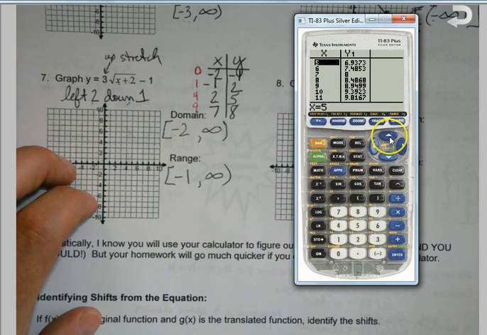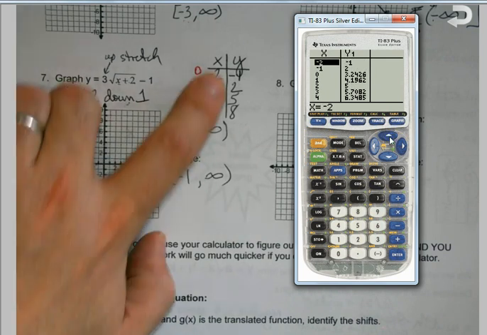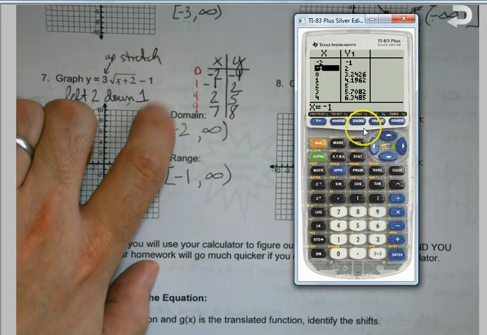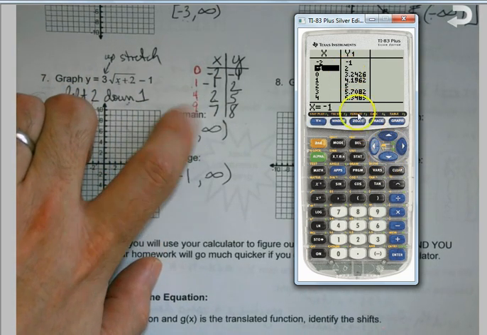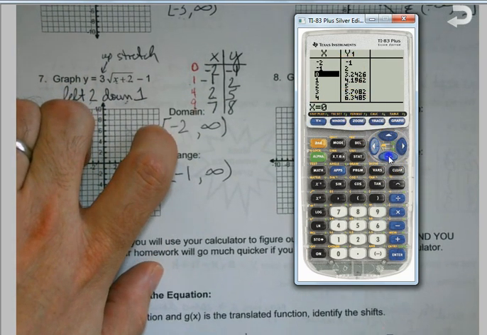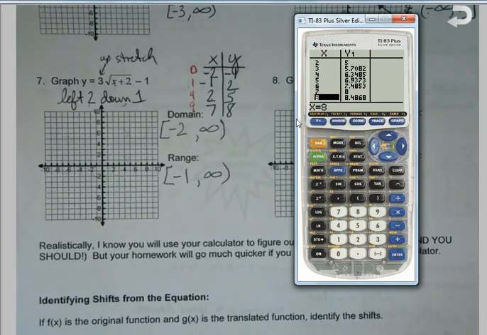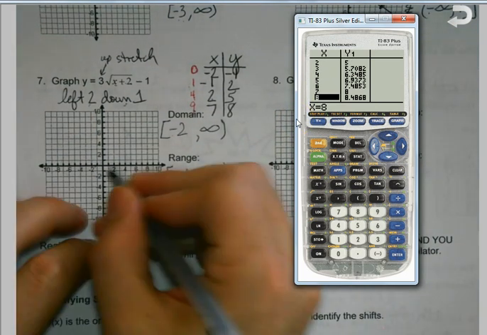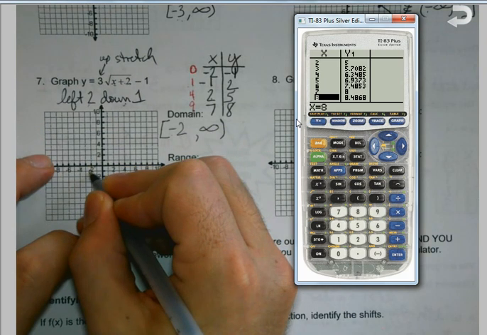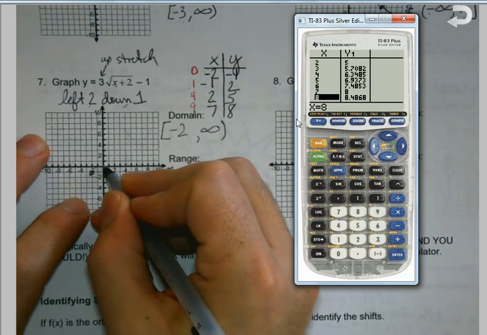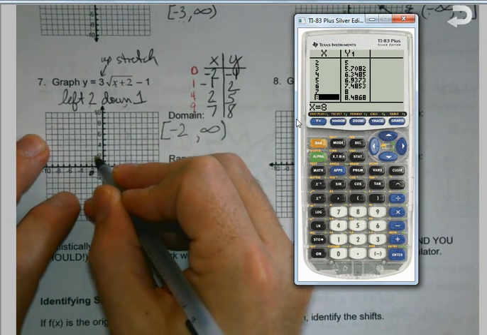All right, let's see if these worked out here. X is -2, y is -1. Absolutely. X is -1, y is 2. Absolutely. 2, 5. Absolutely. 7, 8. Woo! Okay. So now I can plot my points. 2, -1. -1, 2.